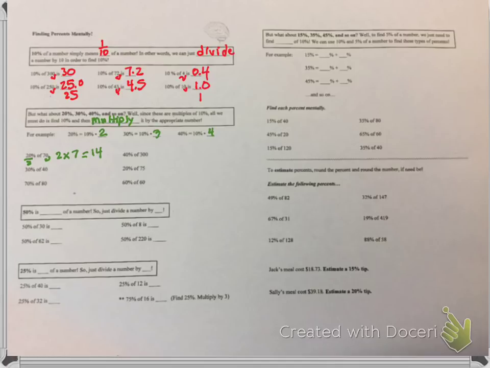Isn't this brilliant? This is so easy to get these answers. Let's keep going down. With 30%, there are 3 10%s in it. 10% of 40 is 4. So I'm going to get 3 4s, which is a total of 12. Easy peasy.